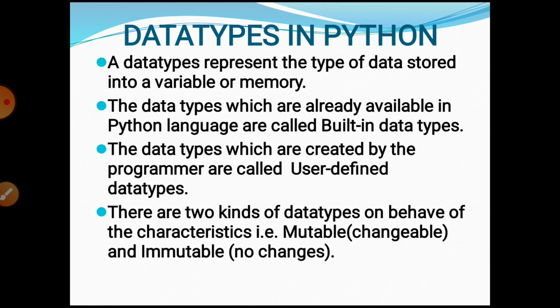Data types in Python. A data type represents the type of data stored into a variable or memory. The data types which are already available in Python are called built-in data types. The data types which are created by the programmer are called user-defined data types. There are two kinds of data types on behalf of their characteristics: mutable, that we can change, and immutable, that we can't change. Python provides two types of data types, immutable and mutable. The example of mutable data types is list, and the example of immutable data types is tuple.